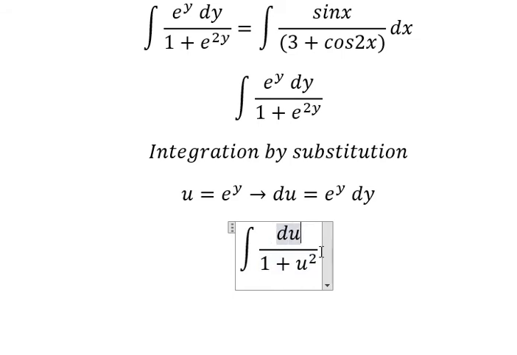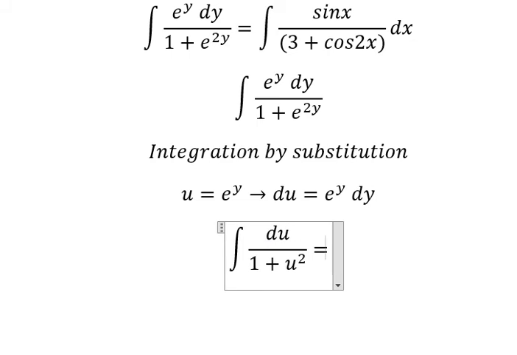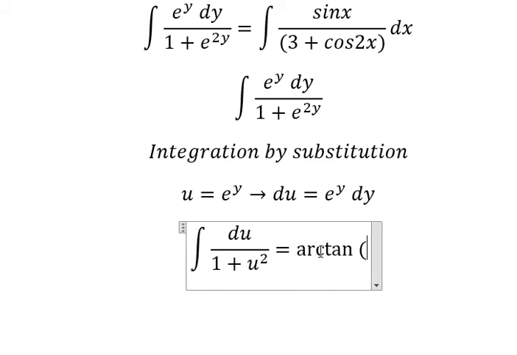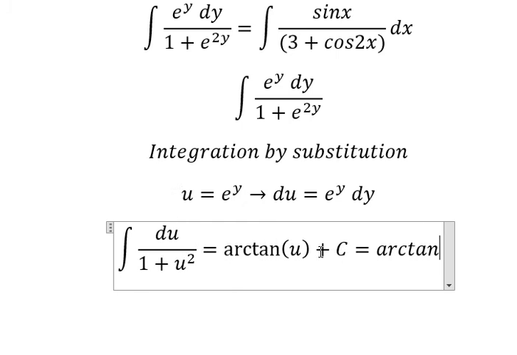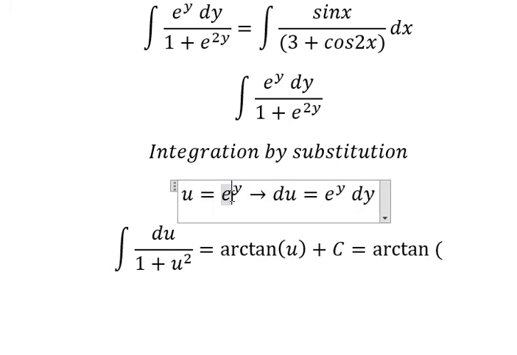The integration of this one we have arctan of u, and we put c in here. u is this one.